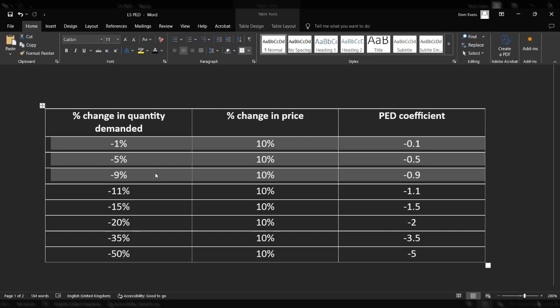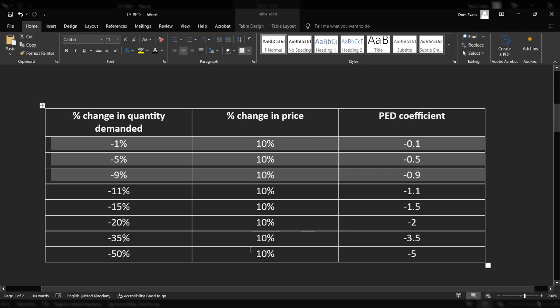Okay, what about when I change my price by 10% and consumers are responsive to that? They're very responsive. If there's a whole number in front of the decimal point, it means I've got a price elastic product. Consumers are relatively responsive to the 10% change in price. So here I've got a 10% price rise. I lose 15% of my customers. Minus 15 divided by 10 is minus 1.5.